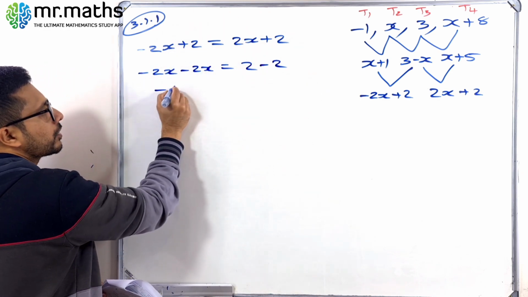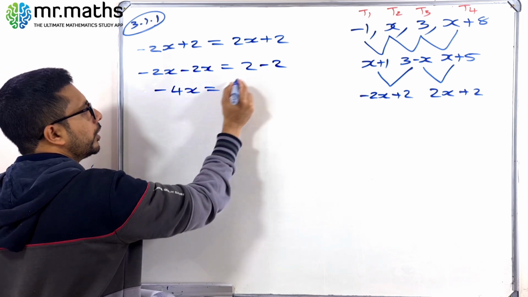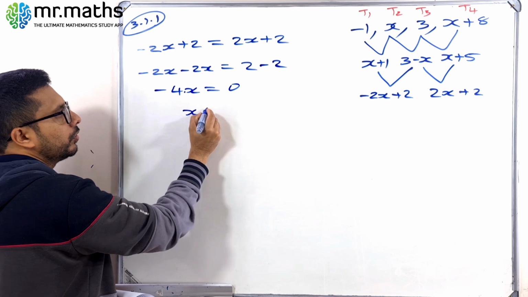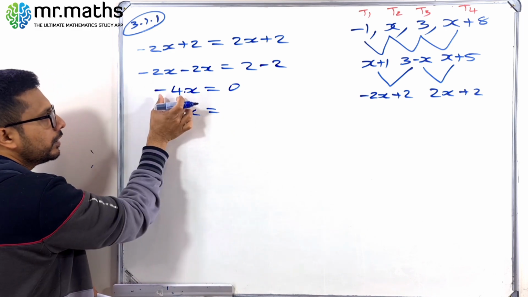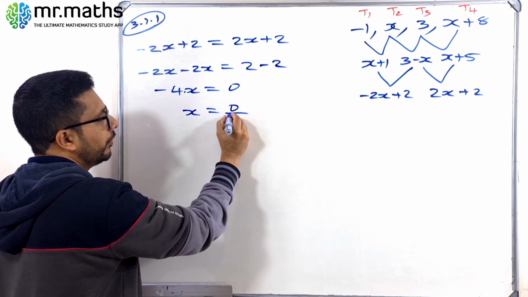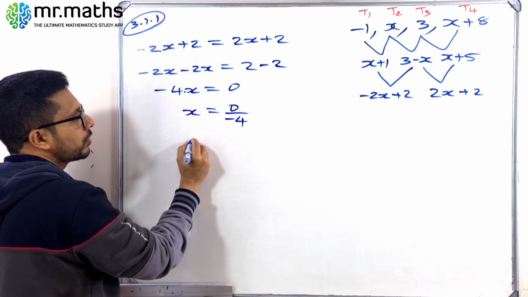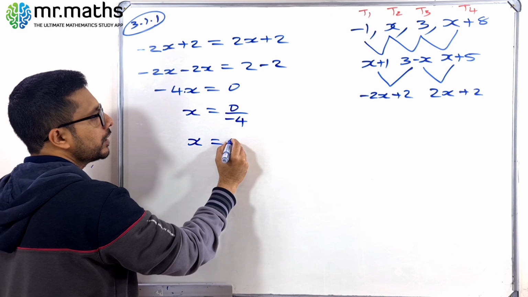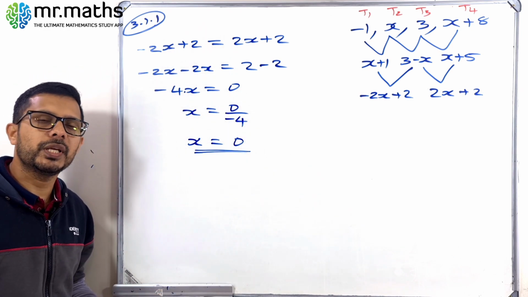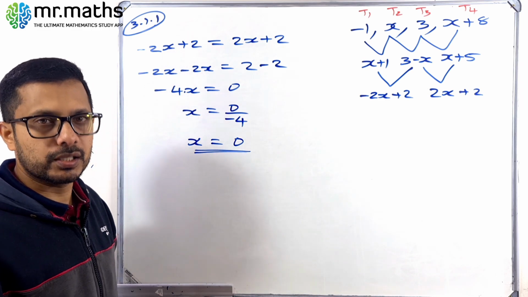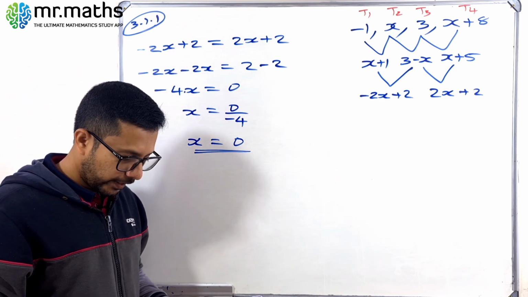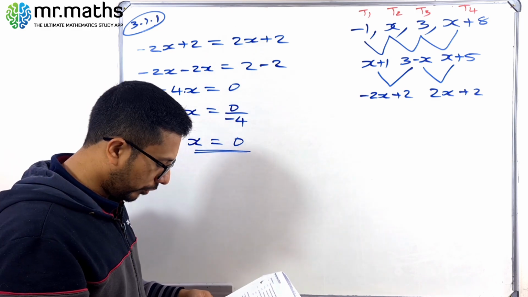So minus 4x is equal to 2 minus 2, which is 0. Here it is multiplication, so if I want to find x, I must divide by minus 4. So it is 0 divided by minus 4. What is x? 0 divided by any number is 0. So x is equal to 0. So the value of x is 0. That is question number 3.1.1.